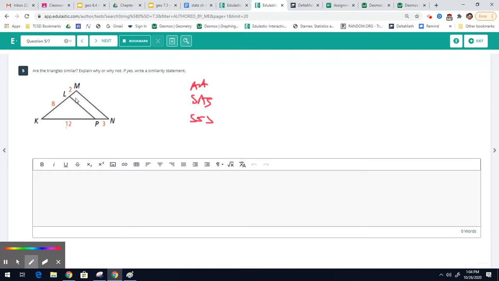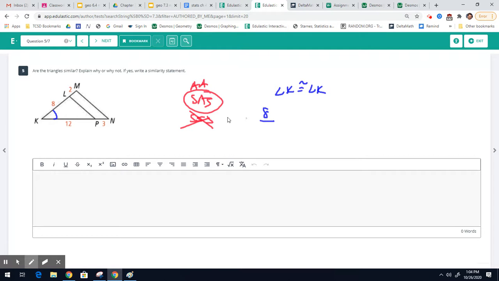Well, first, I see that these sides, LP and MN, aren't given. So it's not all three sides, so it has to be side, angle, side. So where's the angle? Well, just like in the last problem, angle Q was shared by both. In this problem, angle K is shared by both. So angle K is congruent to angle K. And now we're going to work on the sides. So the side of the small triangle up here to the left is 8.